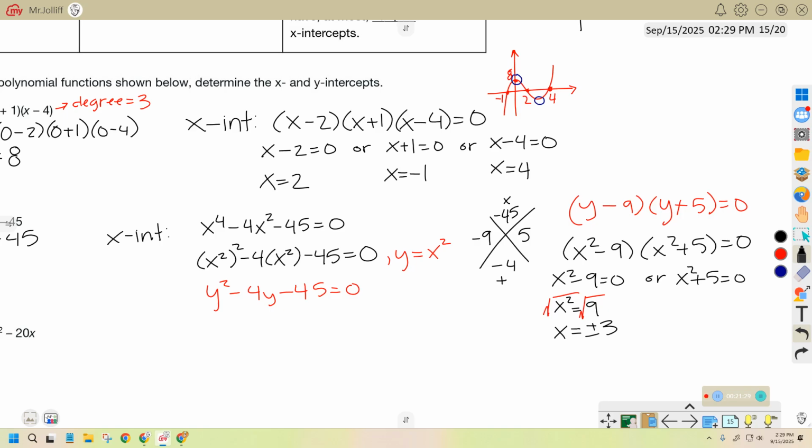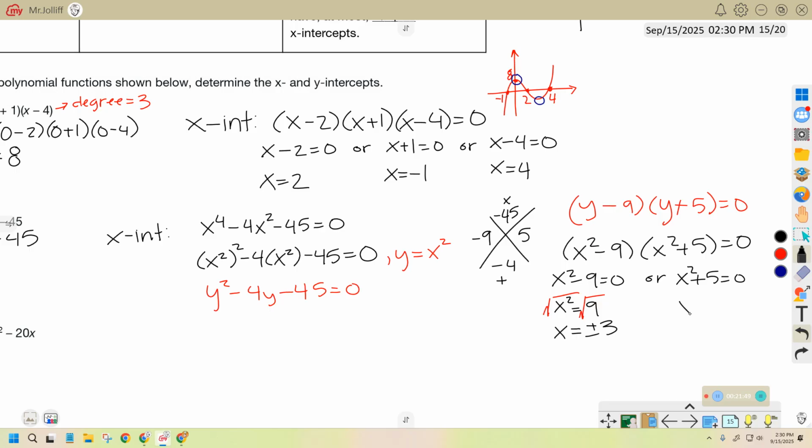I also know that because x squared minus 9 is a difference of squares, it factors into x plus 3, x minus 3. I should get 2 roots. Perfect. I'm going to use that same set of steps on the other equation.